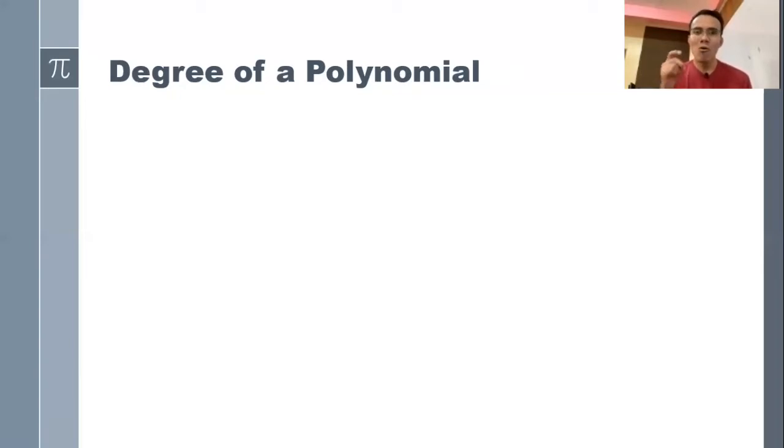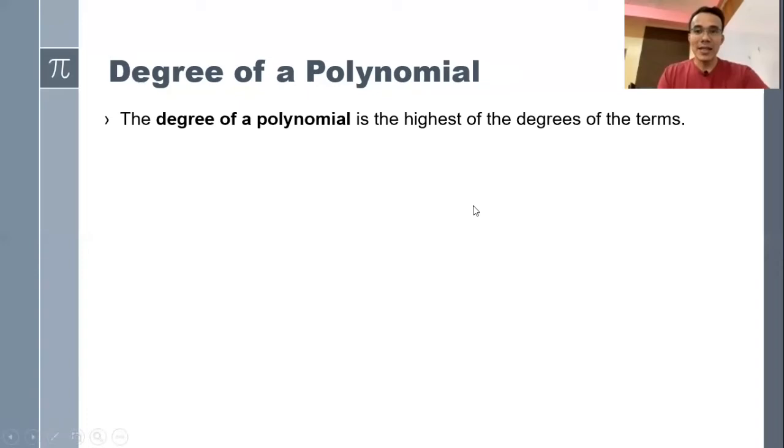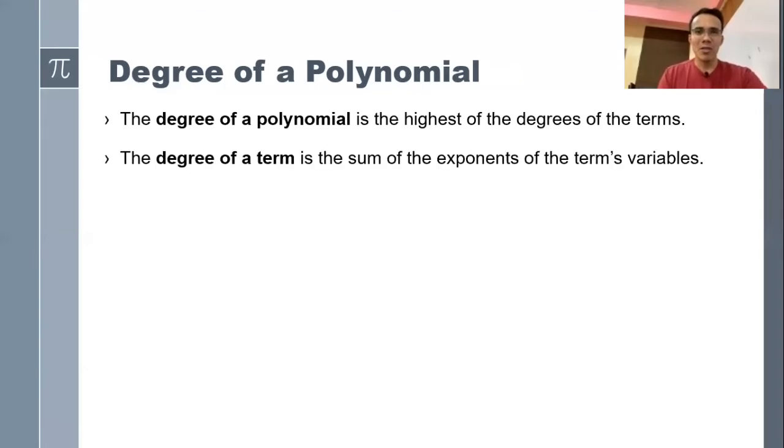So how are we going to apply that concept, that idea in polynomial? Let's define the degree of a polynomial. The degree of a polynomial is the highest of the degrees of the terms. How do we find the degree of a term? The degree of a term is just the sum of the exponents of the term's variables.